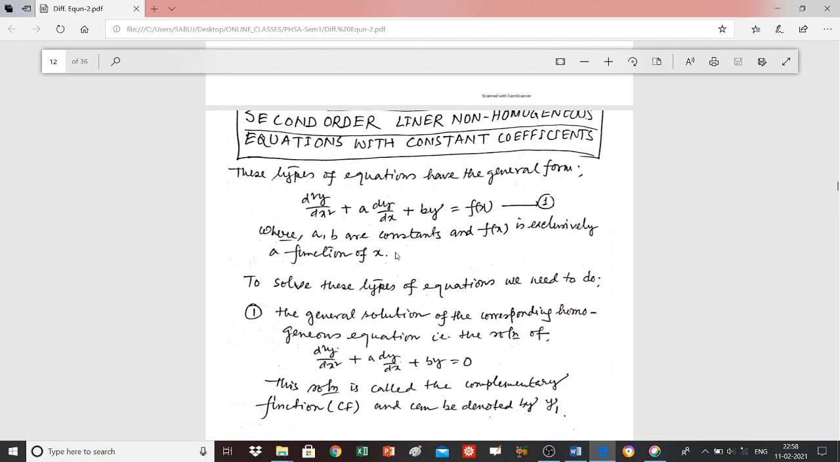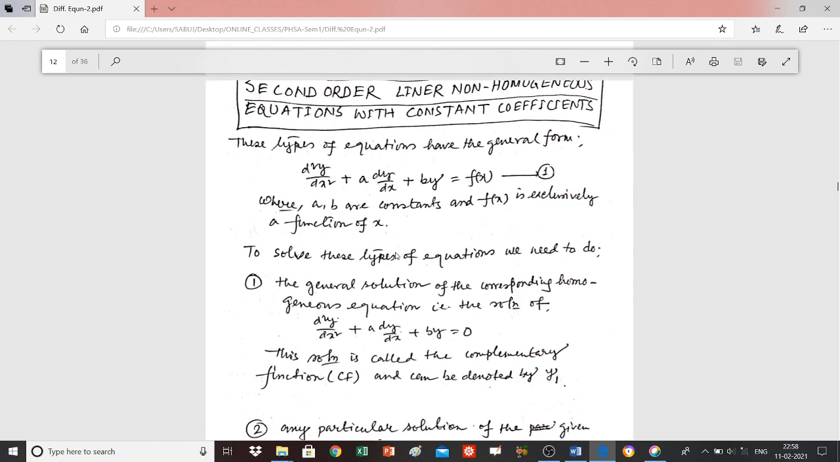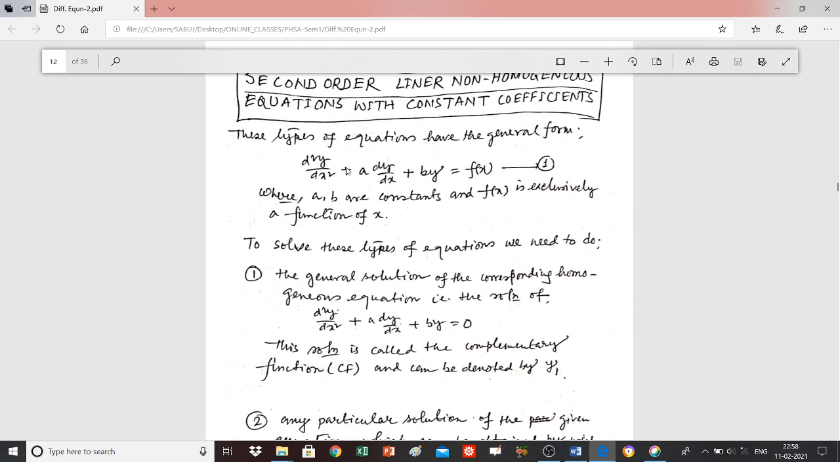And it is important to solve this kind of equation. To solve this equation, you need to first equate the left hand side to 0. That means d2y by dx squared plus a dy by dx plus by is equal to 0. That means the homogeneous left hand side should first be equated to 0, and from there you can find out the value of y. The value of y you have calculated in this way is called the complementary function.